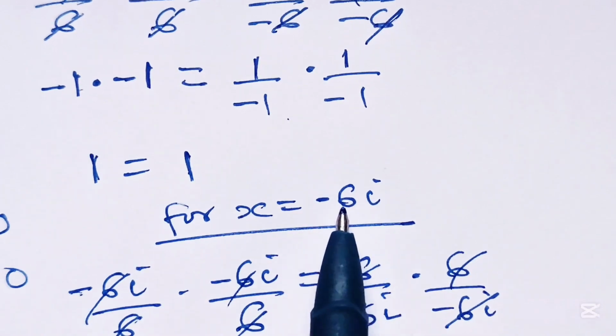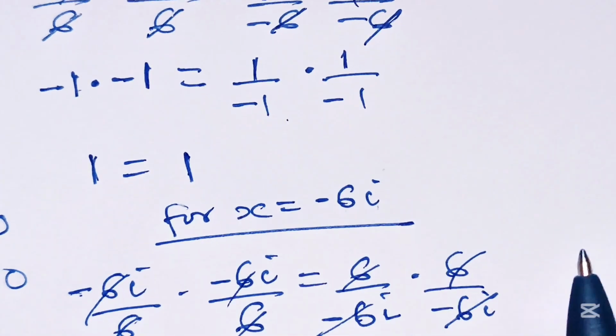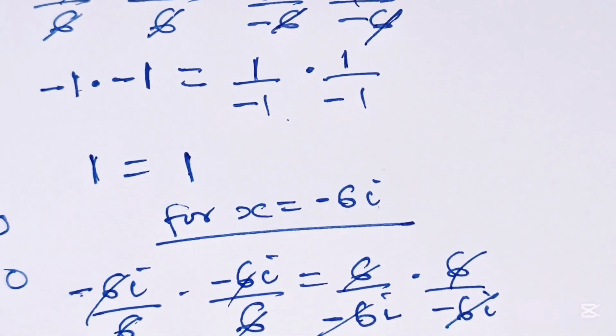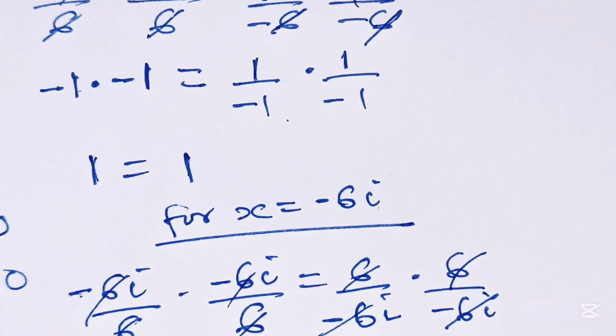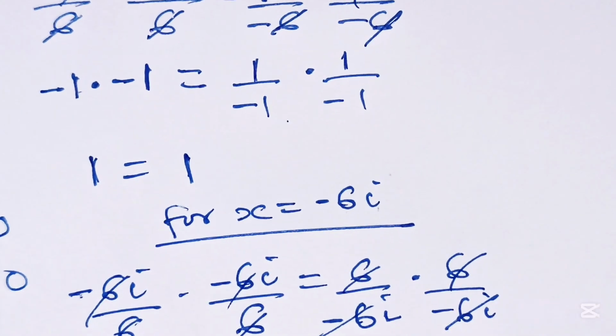Now if you also substitute your x as 6i, you are still going to get the left hand side to be equal to the right hand side. So to save us that time, I'm going to stop here for now.